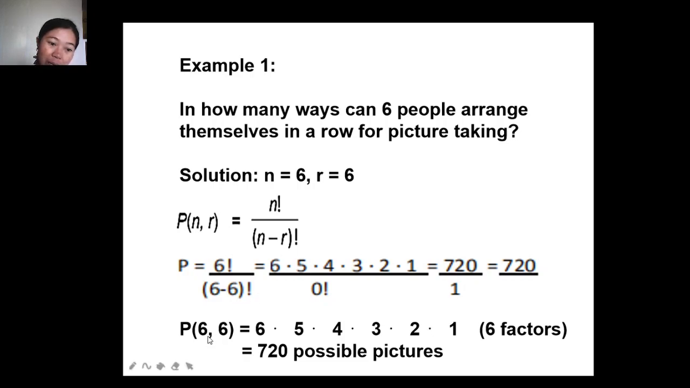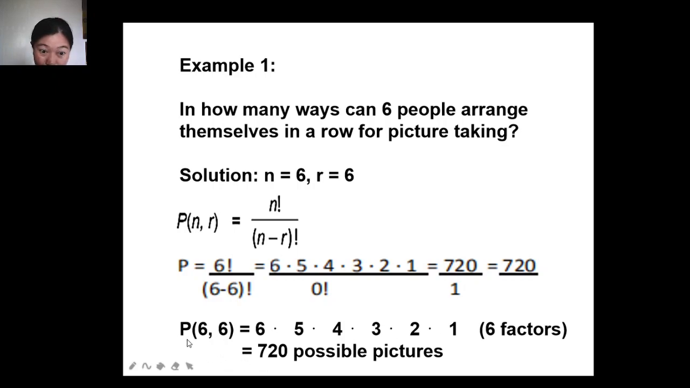Kung naman ang r mo ay 4, given object, sabi dyan ay 6 taken 4 at a time. So, let's say ang r ay 4. So, hanggang number 3 ka lang. Kasi from 6, 5, 4, 3, apat na yung factors mo. Hindi mo na isasama yung 2 and 1. So, considering that r is 4. Wala nang denominator kasi nadi-divide out din naman yun kapag minus mo yung n and r. So, yun yung shortcut niya.